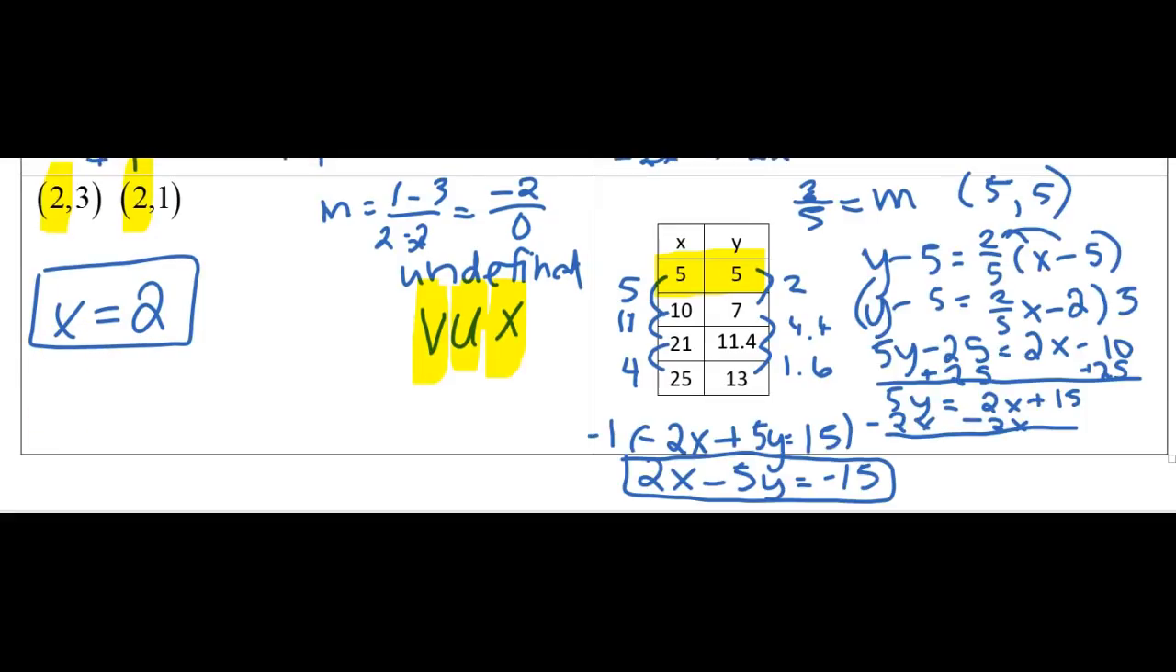Okay, after using the point (5, 5), I distributed my slope, multiplied everything by 5 to get rid of the fraction, collected my constants to the right side, brought my x term to the left side, and multiplied everything by -1 to get a final answer of 2x minus 5y equals -15. Okay, flip your page over and let's begin on the word problems.